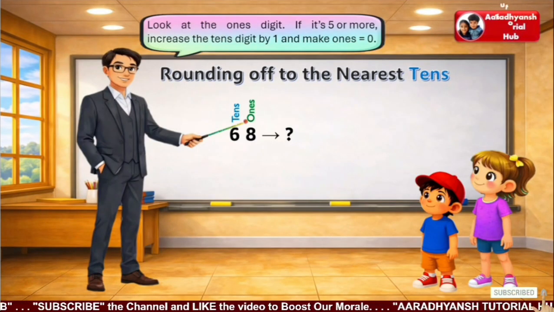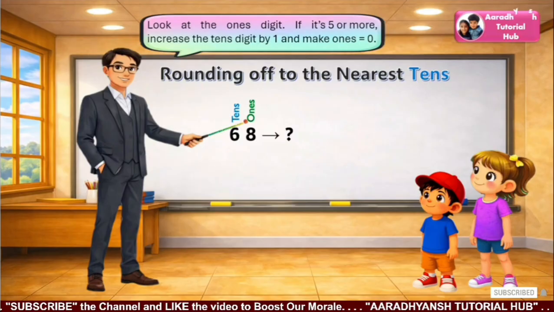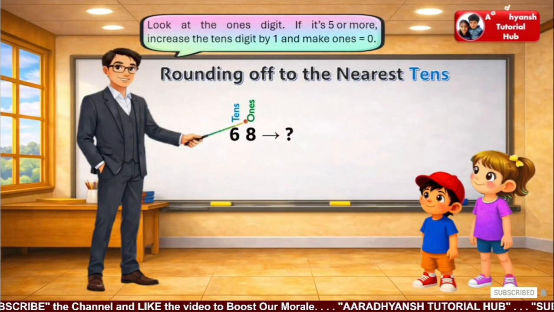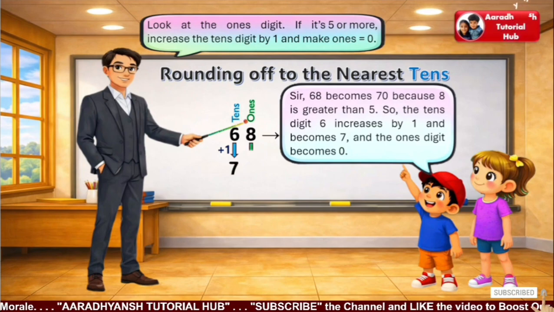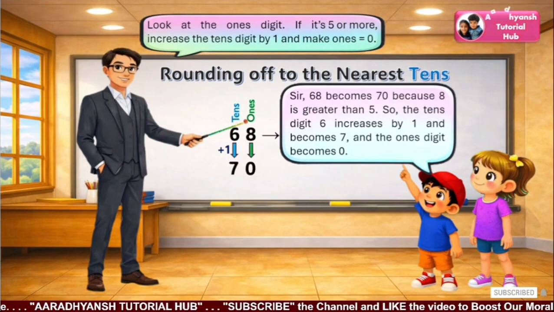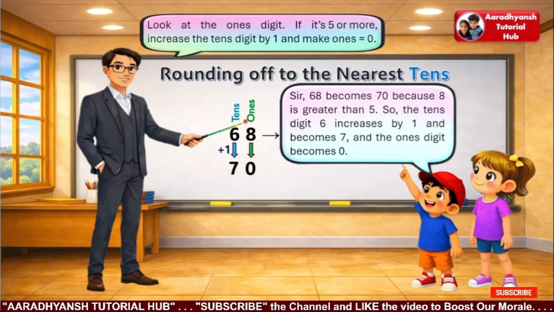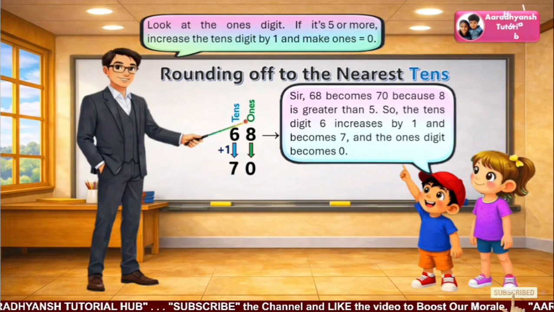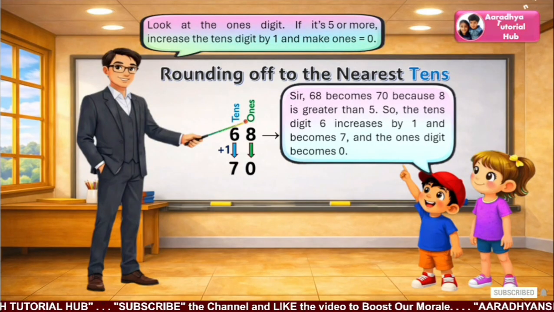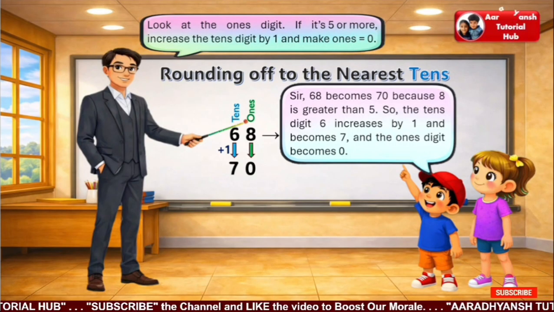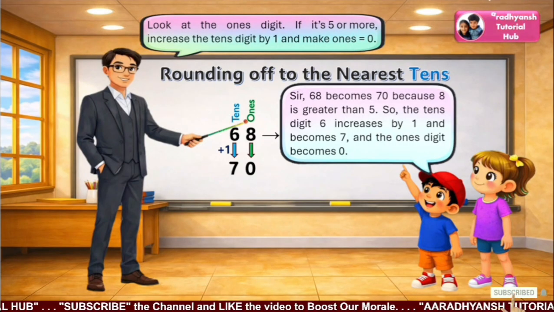Look at the ones digit. If it is 5 or more, increase the tens digit by 1 and make ones 0. Sir, 68 becomes 70 because 8 is greater than 5. So, the tens digit 6 increases by 1 and becomes 7 and the ones digit becomes 0.